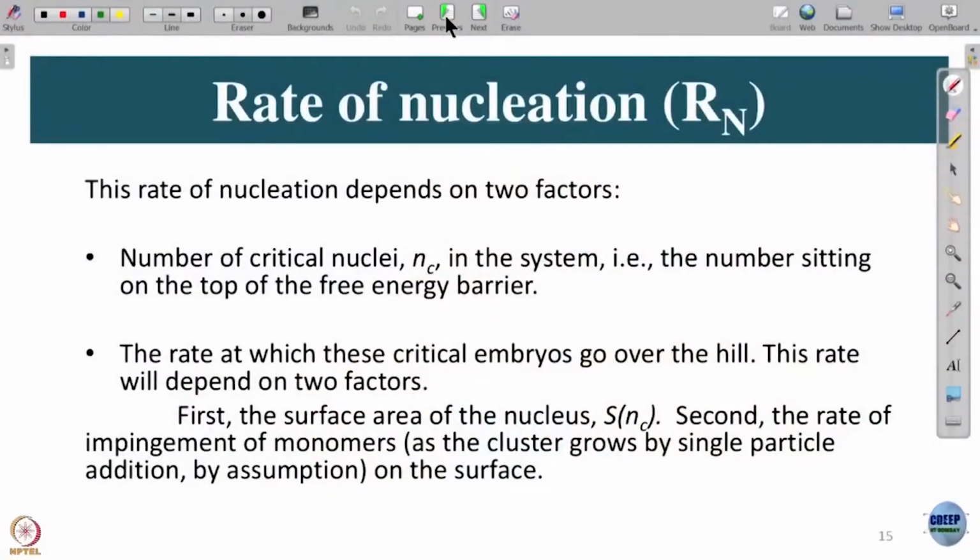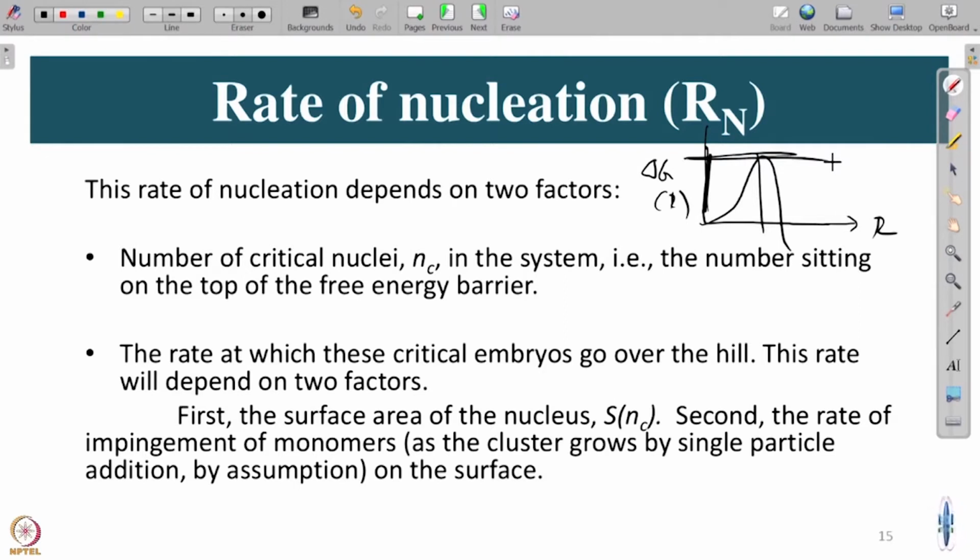Okay. So now we are trying to get this thing going. So the basic idea then is that we have this kind of a scenario, and this is delta G of R, and this is R, and this is the critical nucleus, and we have to cross this barrier. I described the analogy with chemical kinetics, where we know how to do it. Here we know partly, because we know the probability of being at the top has to be Boltzmann, e to the power minus delta G star, that we know, but we do not know how to calculate the rate of going over.